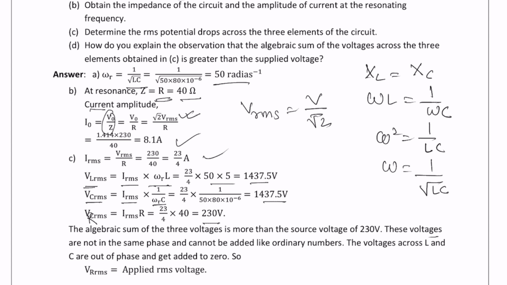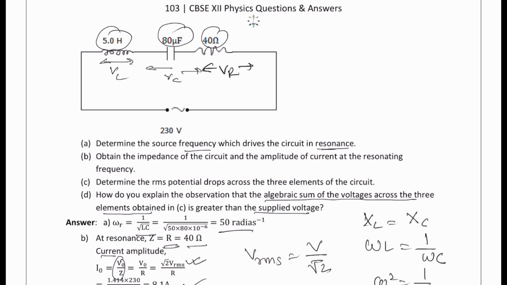Now how do you explain the observation that the algebraic sum of voltages across the three elements is greater than the supplied voltage? See, if we add all these potential drops, VL, VC and VR, this will not give the total potential difference, because VL and VC are not in phase with the current.